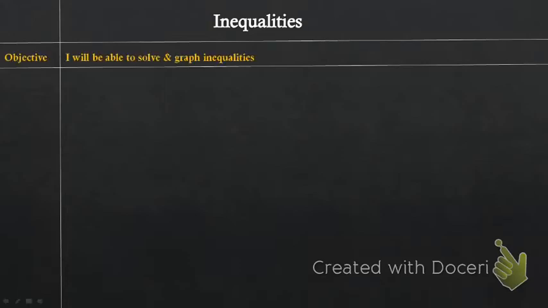All right, inequalities, your objective. I will be able to solve and graph inequalities.